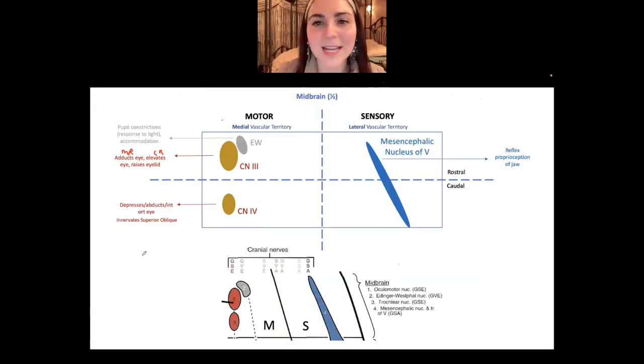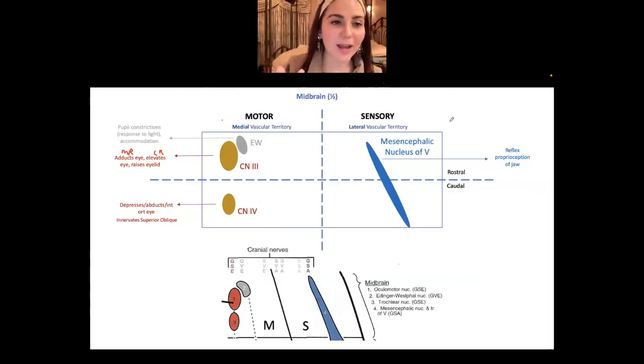And then over here on the sensory portion, we have our mesencephalic nucleus of 5, which you're like, hold on. Cranial nerve 5 is in the pons, 100% correct. But something you're going to see is that cranial nerve 5 is a massive nerve. Its nuclei span the entire brainstem. It's going to be in the midbrain, the pons, and the medulla. Primarily, the nerve itself is in the pons. That's where it exits.